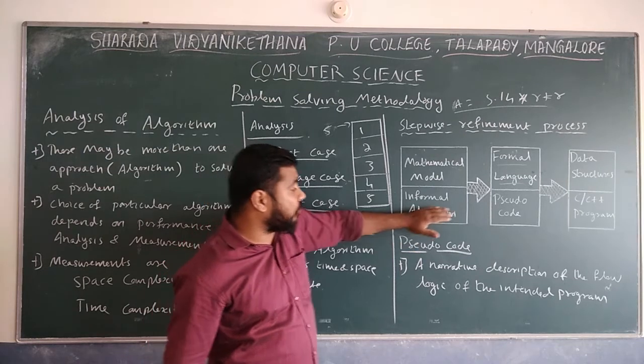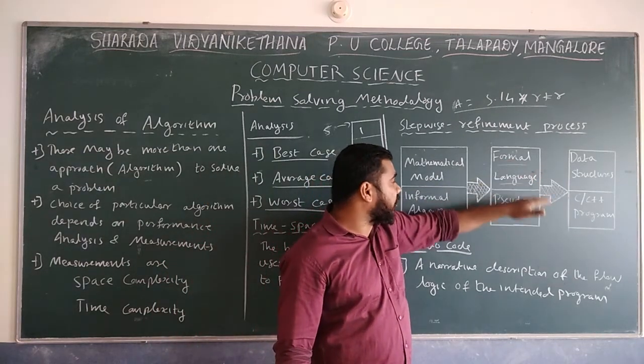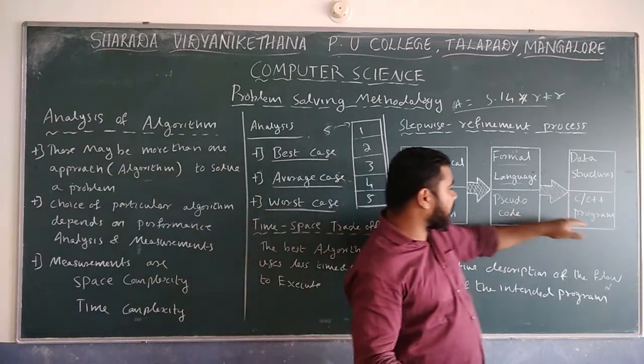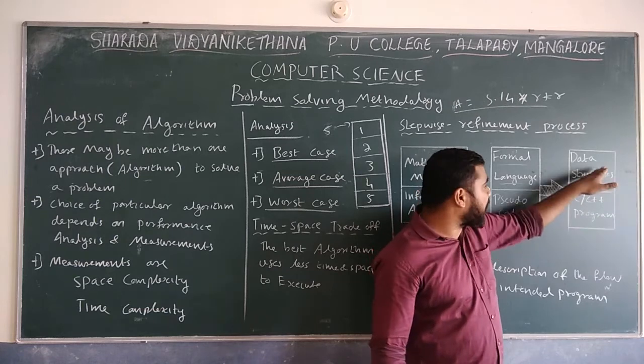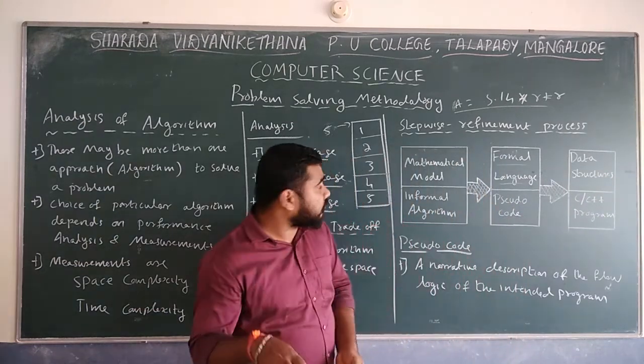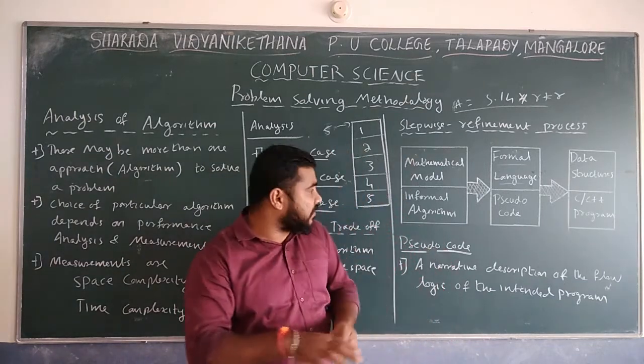After that, the next step is to write the pseudocode by using a formal language. After that, we convert that pseudocode into a C++ program with the help of data structures. These are the three main steps of the stepwise refinement process. So the stepwise refinement process mainly contains 3 steps.